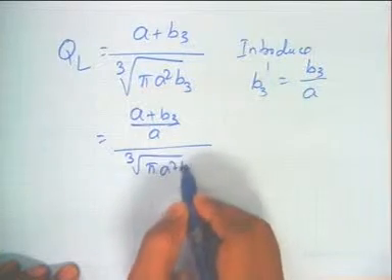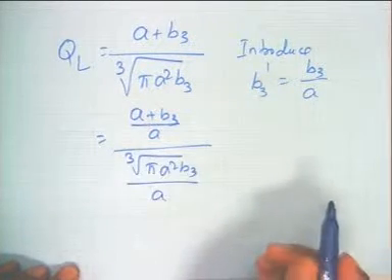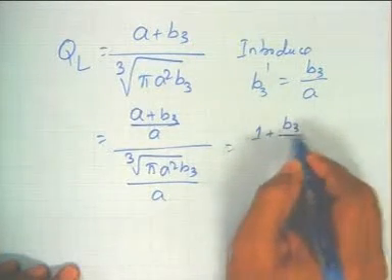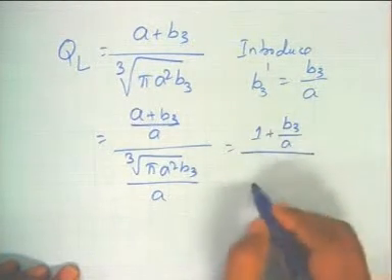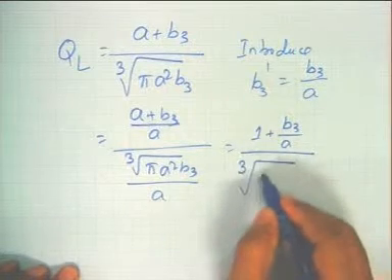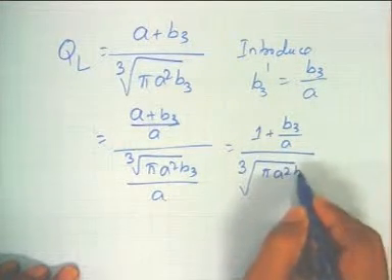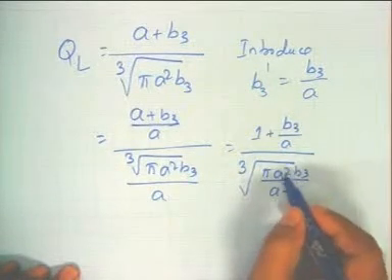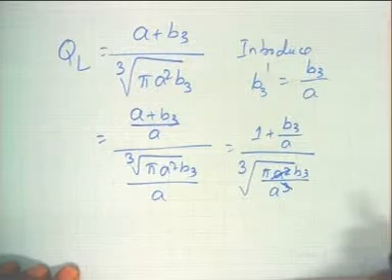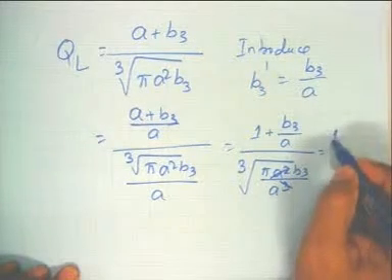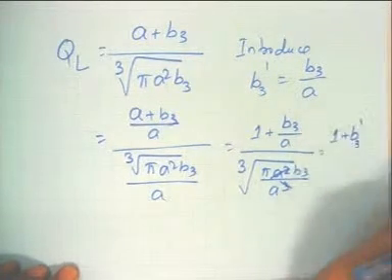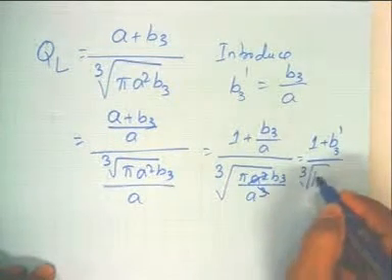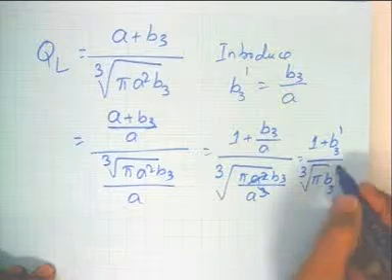A square B3 over A. Okay. So, then this becomes 1 plus B3 over A, and then I do this thing, cube root of pi A square B3 over A cube. Okay. So, this square and this thing will go. So, this will become 1 plus B3 prime, okay, and this will become cube root of pi B3 prime.